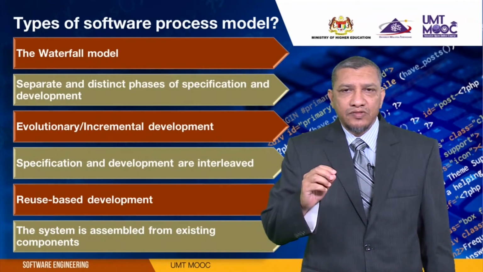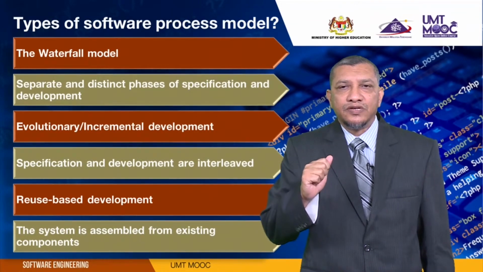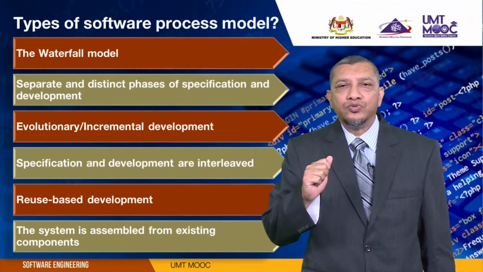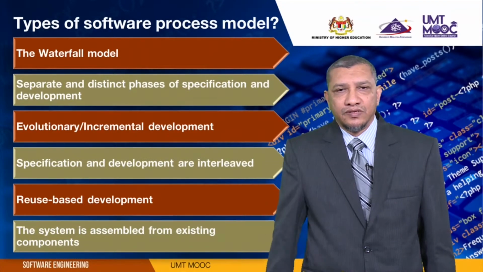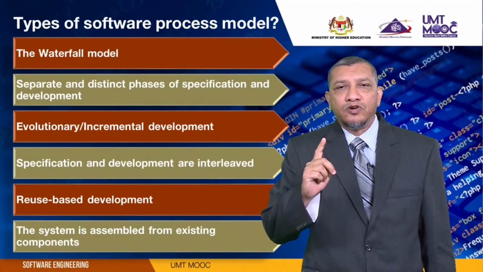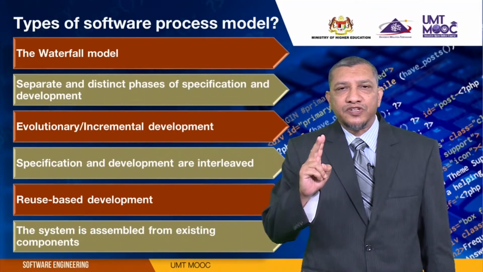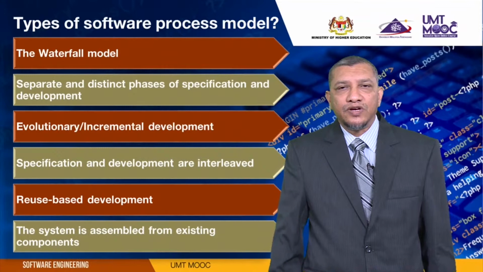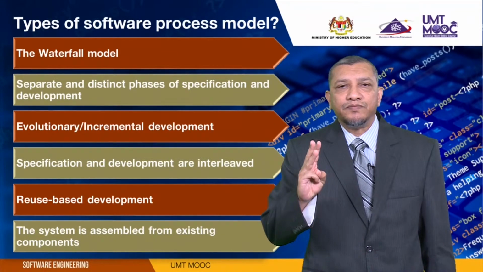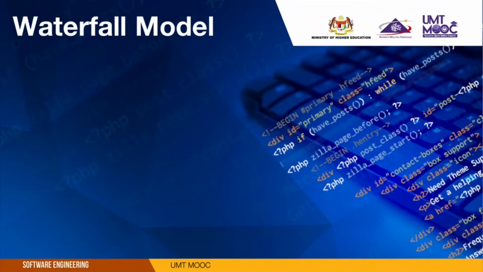In general, software process models can be categorized into 3 types. First, the waterfall process model. Second, the incremental process model. And last one, the reuse-based process model. We start with the waterfall model.